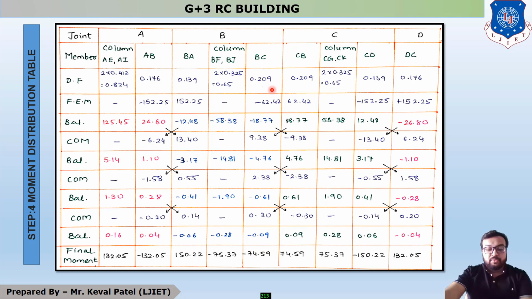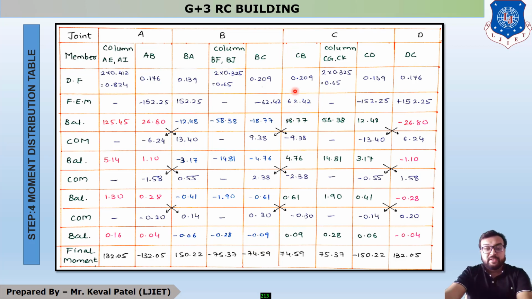Now the next is FEM. FEM means fixed end moment. This is the second step; we have to find the fixed end moments. Our first value is MFAB, the fixed end moment on span AB, which is minus 152.25. For MFBA, it is plus 152.25. MFBC is equal to minus 62.42. MFCB is plus 62.42.